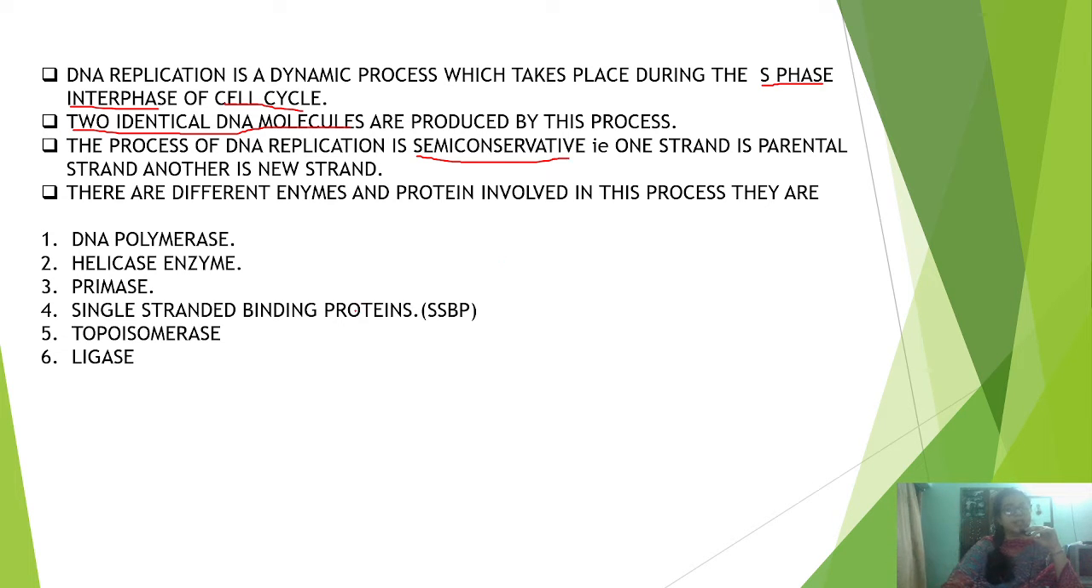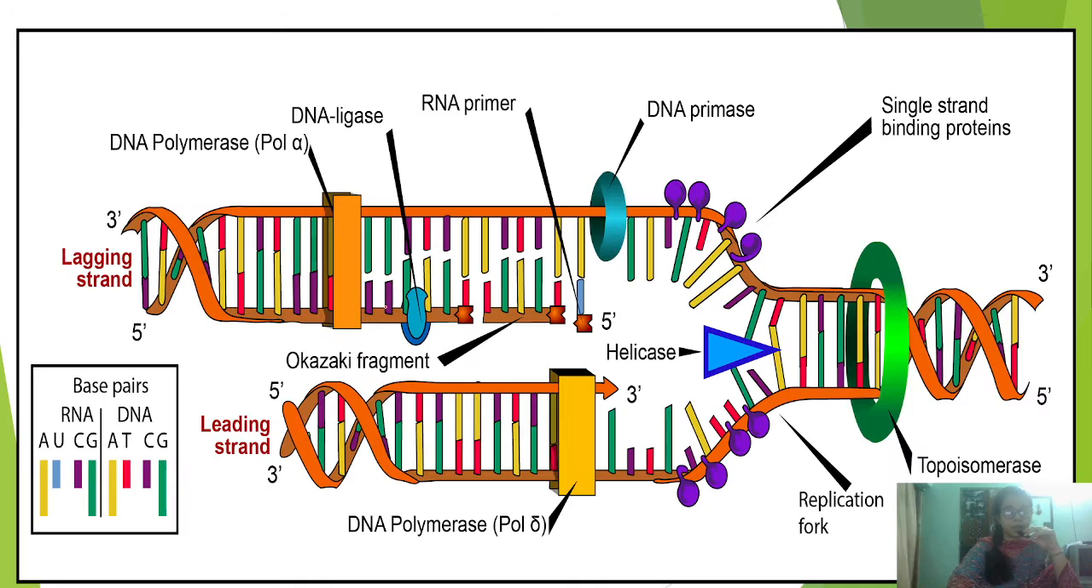There are certain enzymes as well as proteins involved in this process. First is the DNA polymerase, helicase enzyme, primase enzyme, single stranded binding protein, topoisomerase and ligase. These all six are involved in the process of replication. So one by one we will discuss in detail what they are and the function of each of them. Let's start.